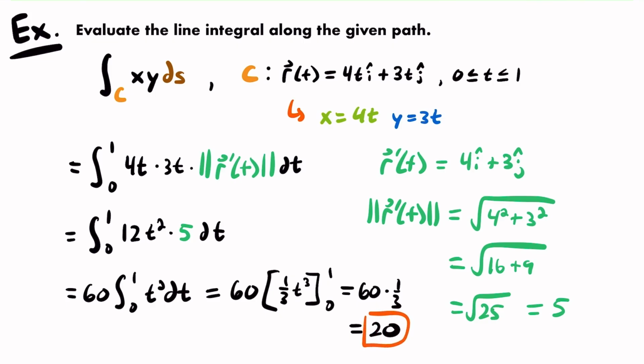That is the evaluation of this line integral of this multivariable function over this curve C. Let's take a look at another example.